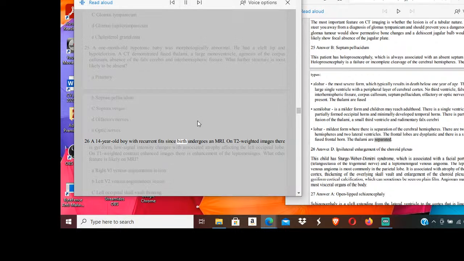A 14-year-old boy with recurrent fits since birth undergoes an MRI. On T2-weighted images there is gyriform, low signal intensity change with associated atrophy affecting the left occipital lobe. On T1-weighted contrast-enhanced images there is enhancement of the leptomeninges. What other feature is likely on MRI?